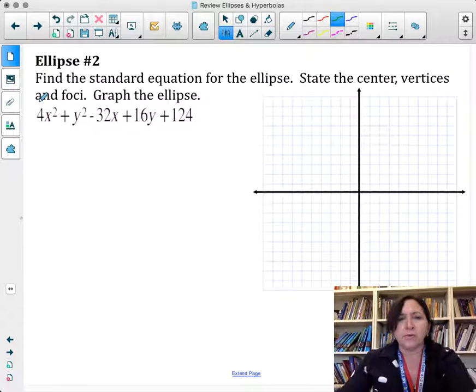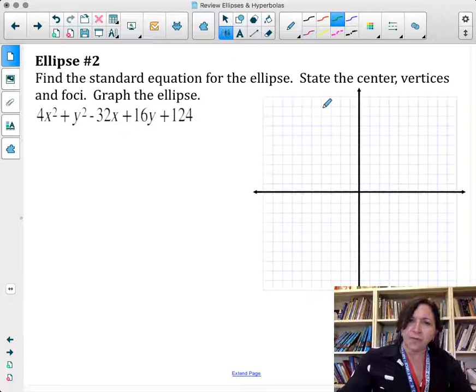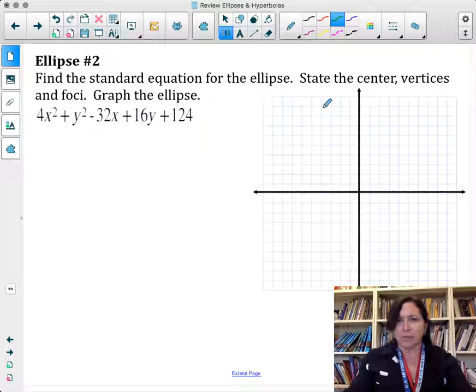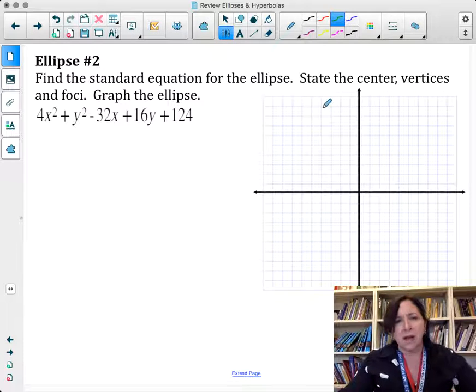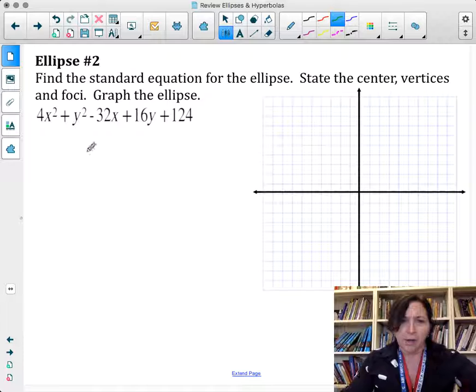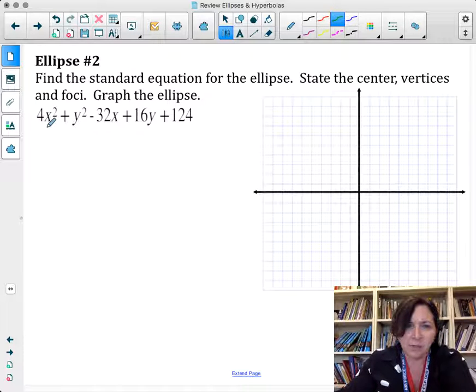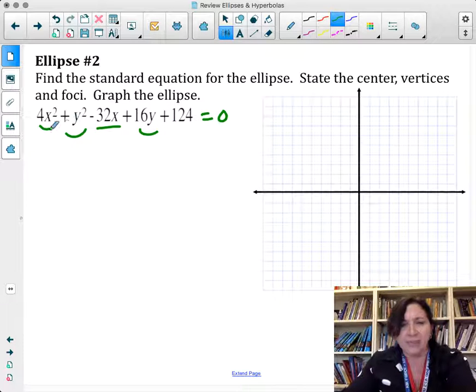For number 2, it says find the standard form of the equation for the ellipse. This is the second problem for ellipses. State the center, the vertices, and the focal points, and graph the ellipse. For this problem, we are going to complete the square. Because I have an x squared term and an x, and a y squared term and a y, and this should equal 0, I am going to complete the square two different times.